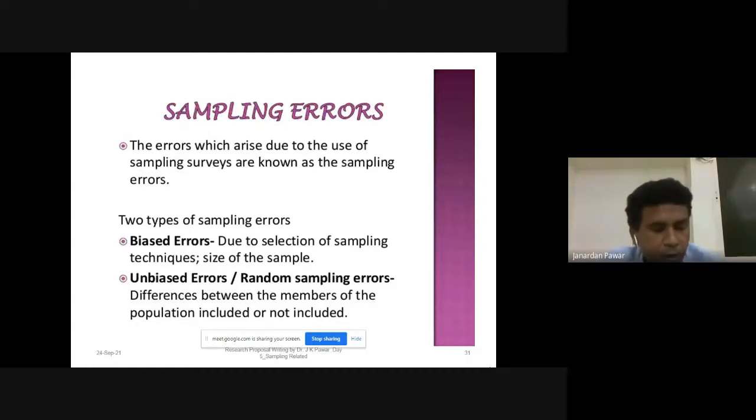Now we are going to see one more important aspect of sampling, that is sampling errors. When we go for sampling, sometimes there is a chance of getting errors, and why those errors occur, that also we are going to discuss. Errors which arise due to use of sampling surveys are known as sampling errors. These are errors we get in the sampling process because of the logic that we use at the time of selecting the sample.